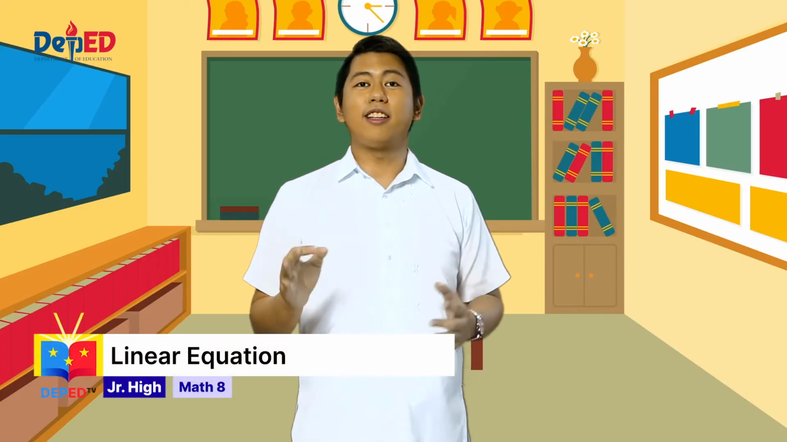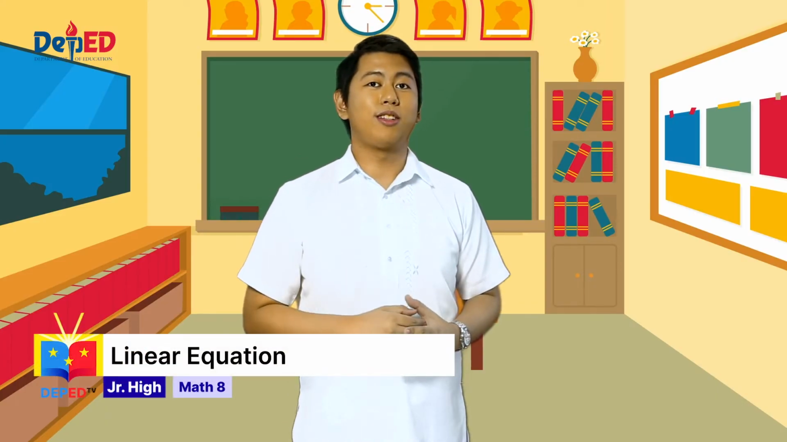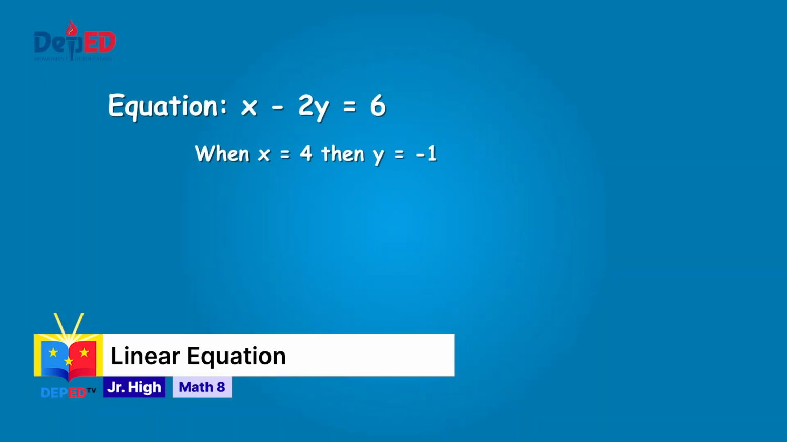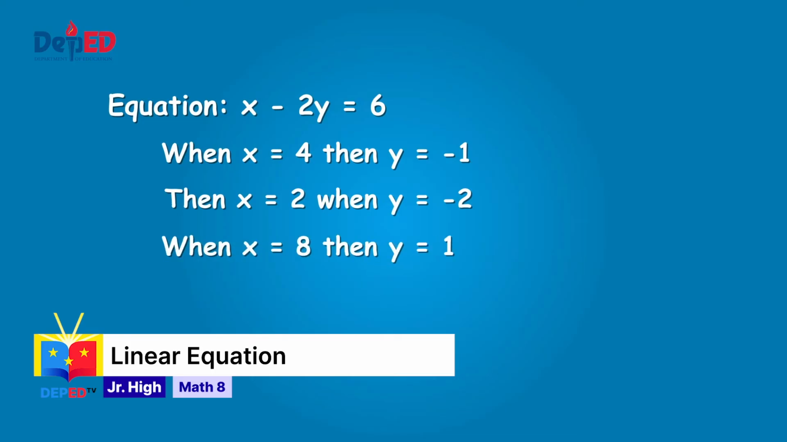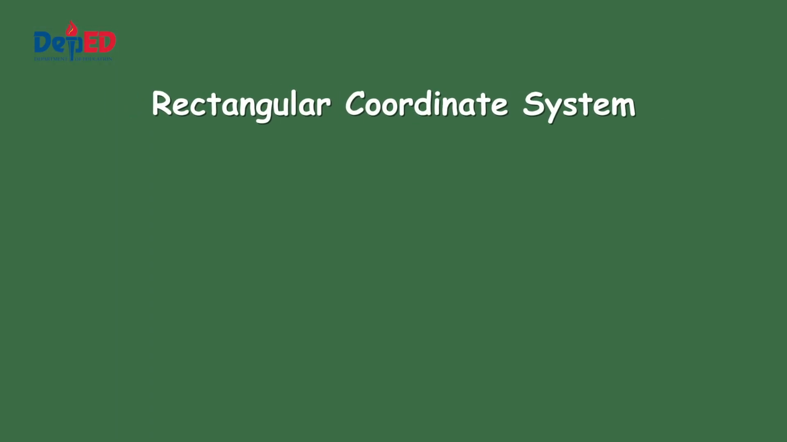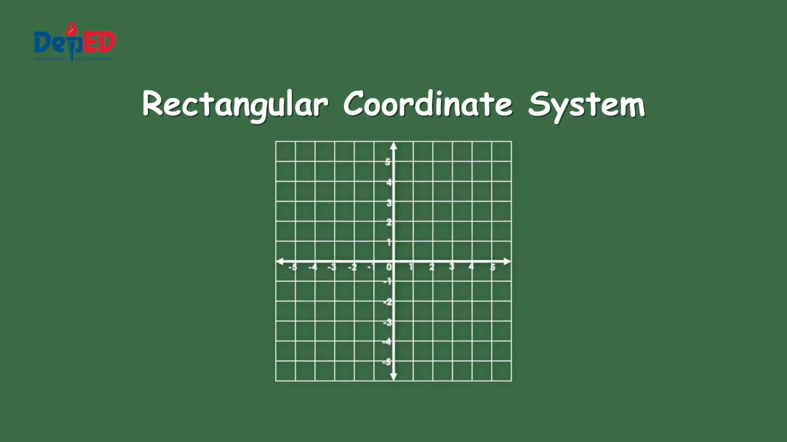We were able to find 3 solutions to the linear equation x minus 2y equals 6. We write them as ordered pairs, and these are (4, negative 1), (2, negative 2), and (8, 1). Do you still remember ordered pairs? When we have ordered pairs, we know the coordinates of the points. But where do we plot these points? We will use the rectangular coordinate system.